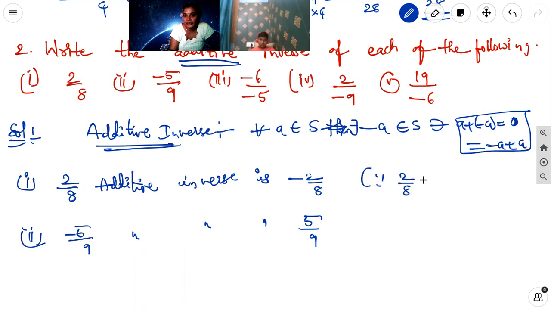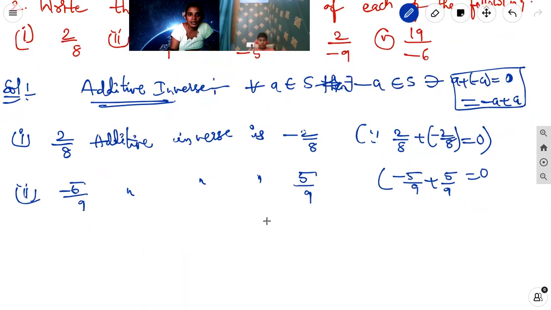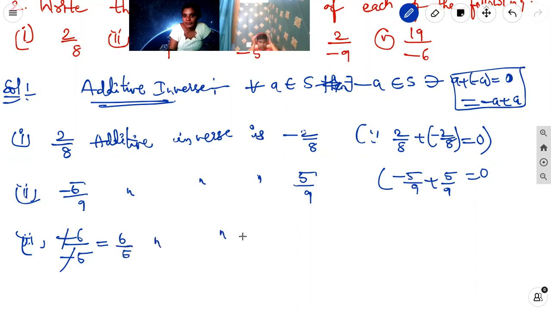2 by 8 plus minus 2 by 8 is clearly 0. Minus 5 by 9 plus 5 by 9 is clearly 0. Taking the LCM, 2 minus 2 is 0, so 0 by something is 0. Third one, minus 6 by minus 5, the minus minus gets cancelled. That is equal to 6 by 5. 6 by 5's additive inverse is minus 6 by 5.